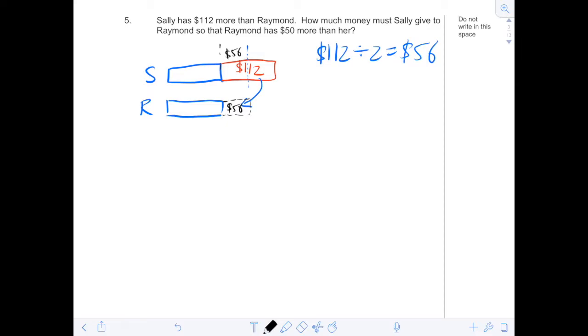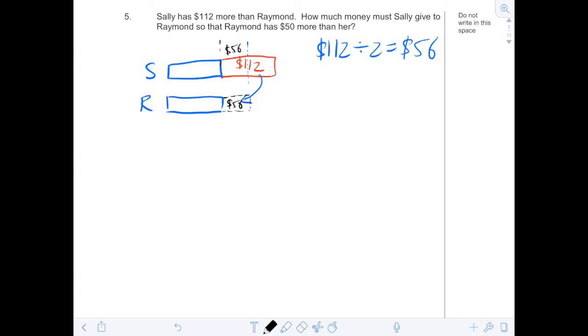So in this case, after splitting here, you know this is 56. For Raymond to have $50 more, you've got to re-split this part here. And this part will be $50, and it will go down here. Okay, this one is not $50. This one should be $50 divided by 2.